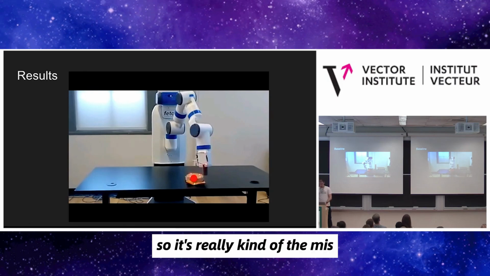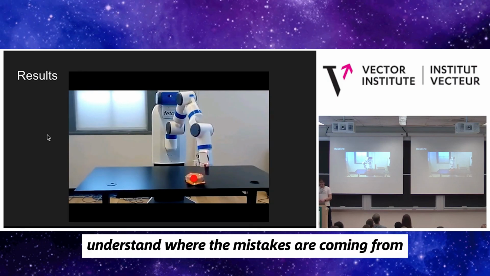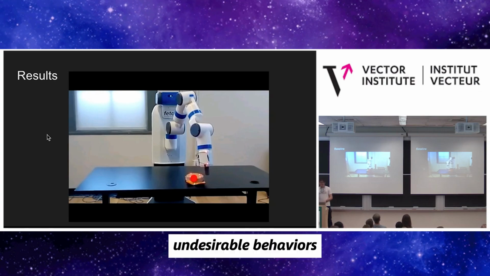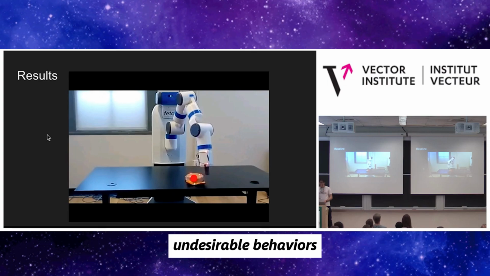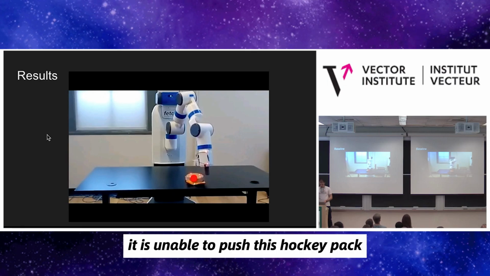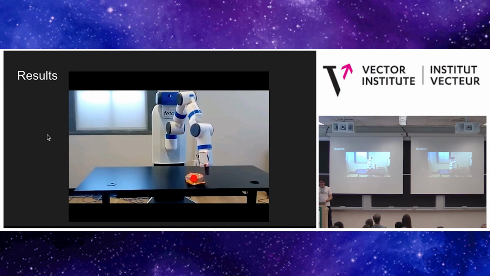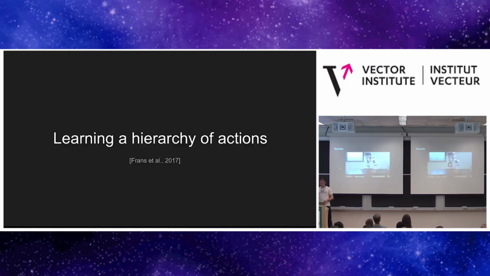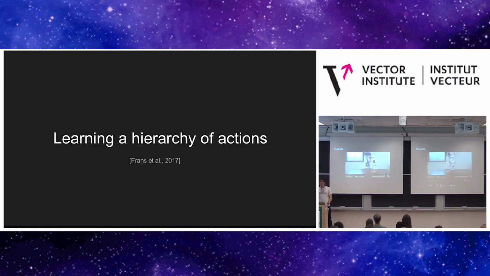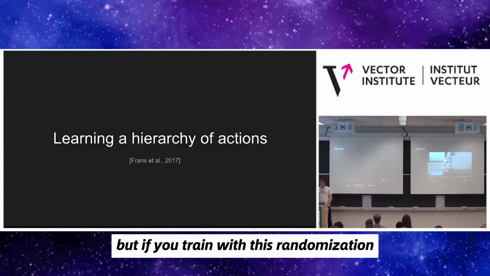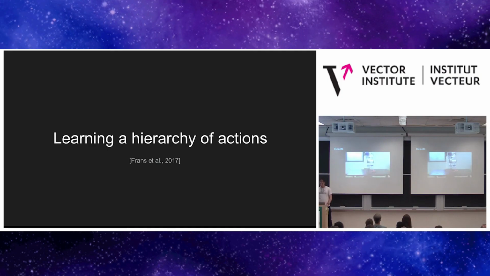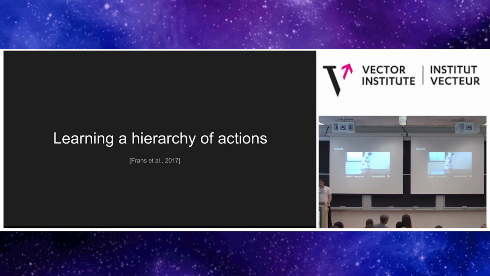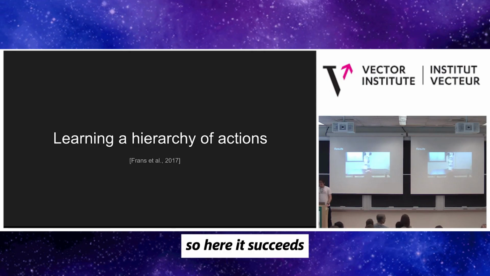So it's not able to understand where the mistakes are coming from. And so it does these undesirable behaviors. It is unable to push this hockey puck to the desired destination. But if you train with this randomization, then it's just better. So here it succeeds.